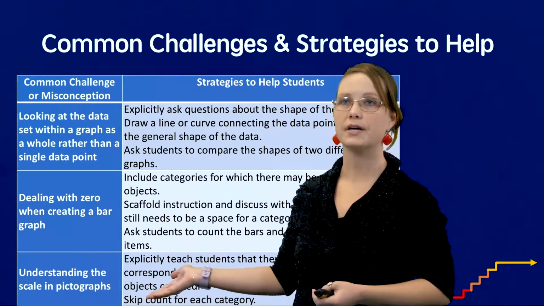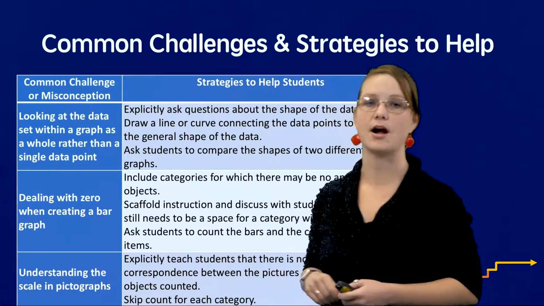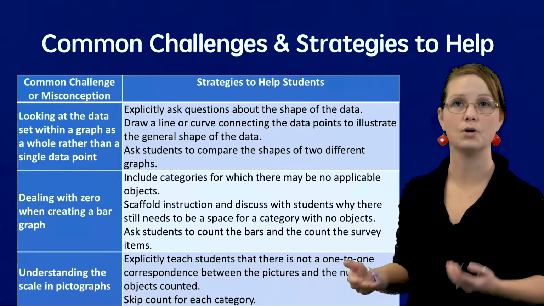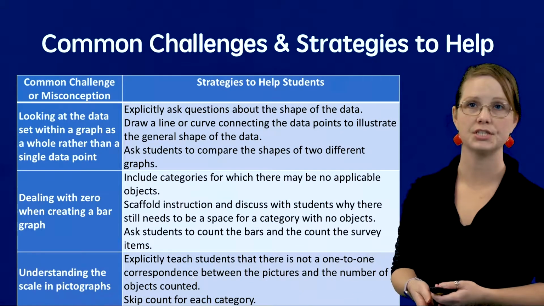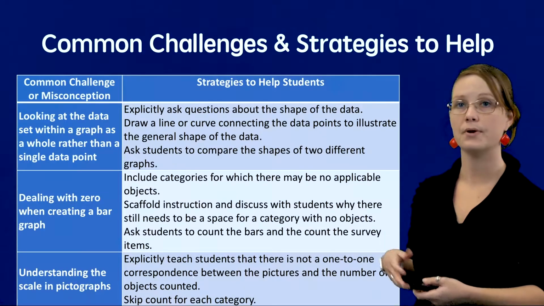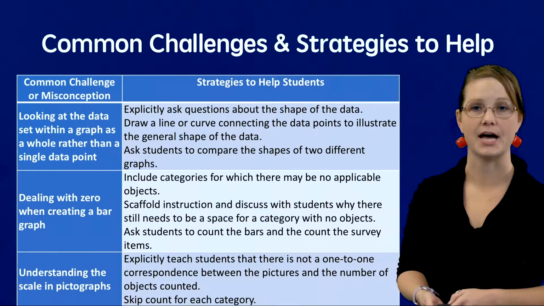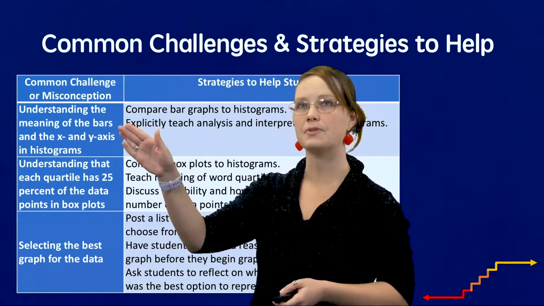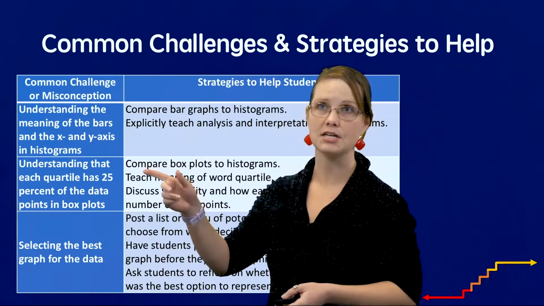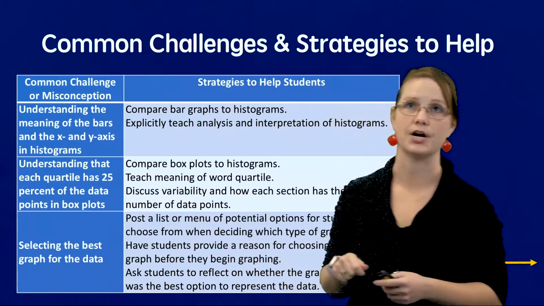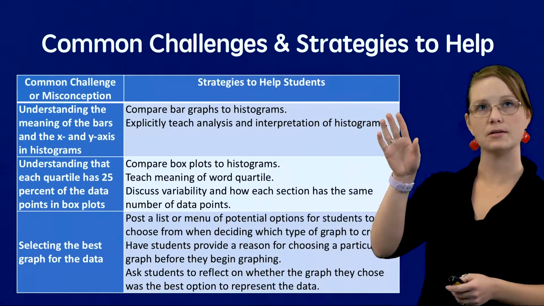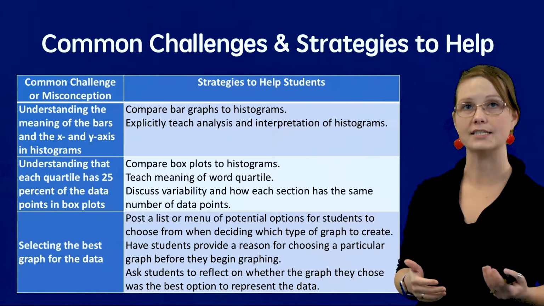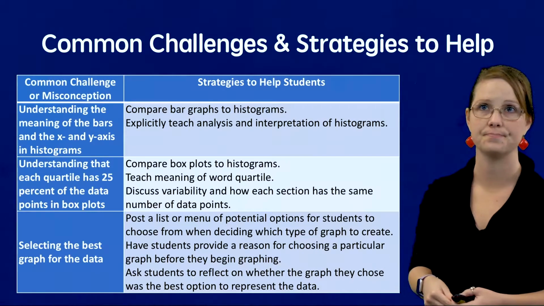And what if they struggle with understanding the scale in pictographs? Well, we can, again, explicitly teach students that there is not a one-to-one correspondence between the pictures and the number of objects counted. We can also focus on skip counting for each category. What if students struggle with understanding the meaning of the bars and the X and Y axis in histograms? Well, we want to compare those bar graphs to histograms and explicitly teach analysis and interpretation of histograms.